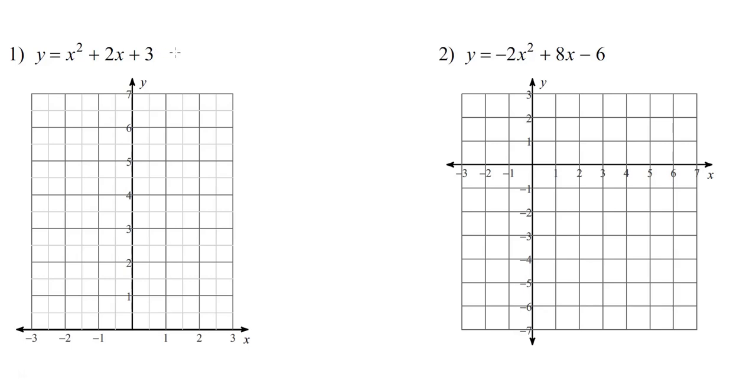All right, so here is our quiz review for graphing quadratic functions. Let's take a look at number 1. Remember that a is the coefficient of x squared. In this case, it's a 1. B is the coefficient for x, and c is the constant.